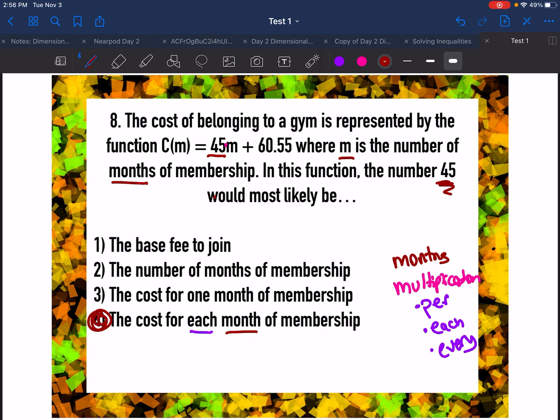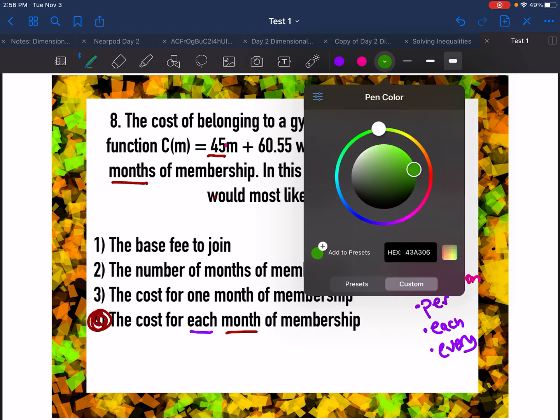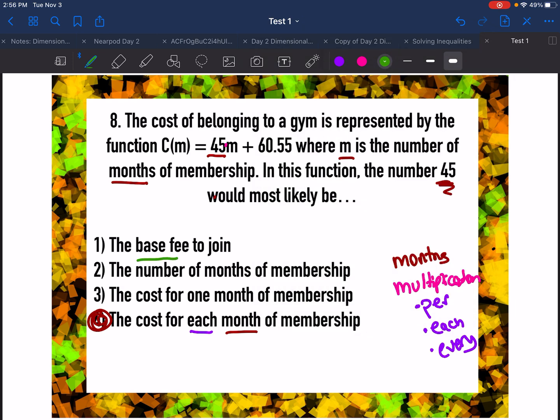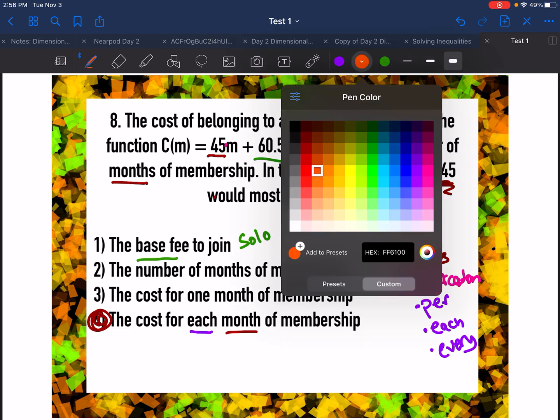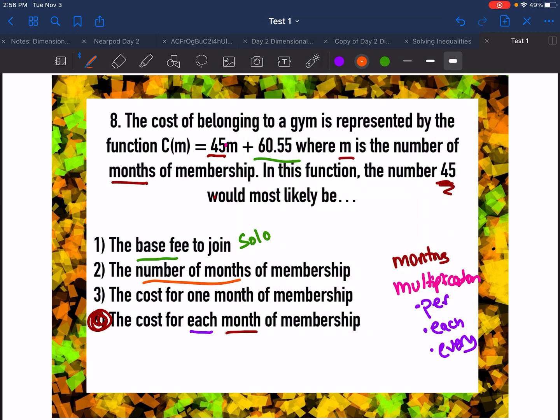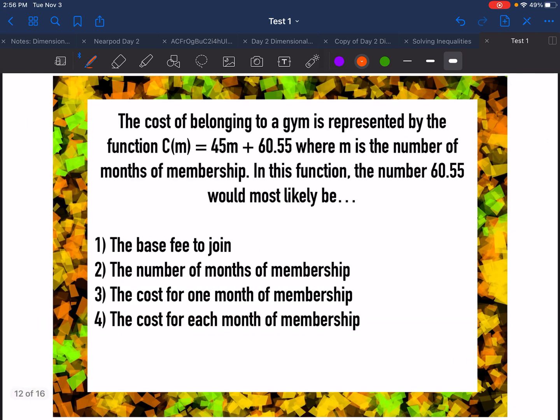be our best answer. Choice 1 totally doesn't work because a base fee would be a number that is by itself, or solo. That would be that one. The number of months of membership for choice 2, well, that's just wrong because the number of months we said was m, not 45. And for 1 month, what? I never mentioned how many months, so that would be choice 4. Okay, try this one on your own.